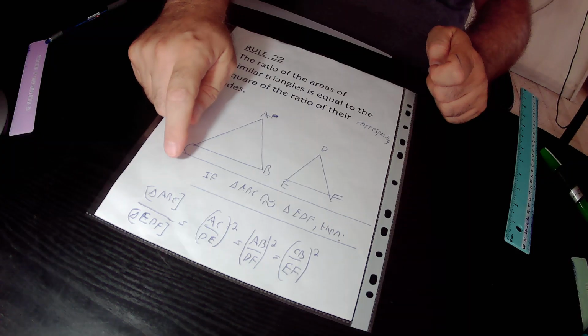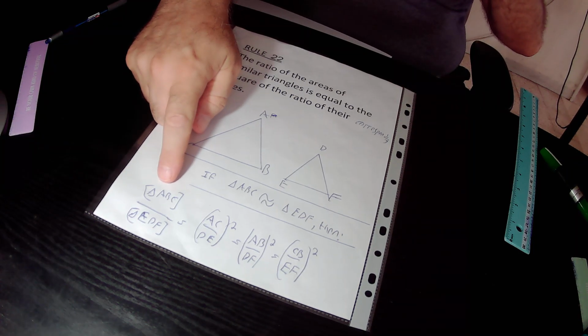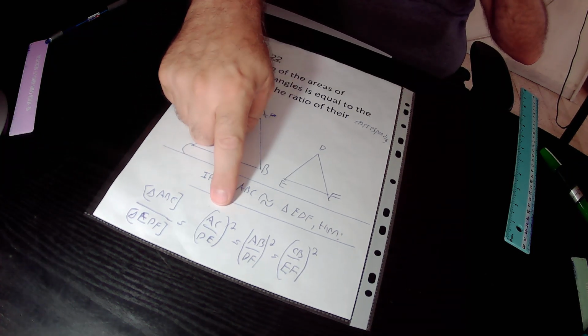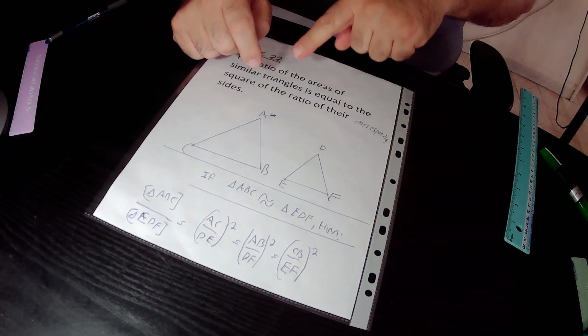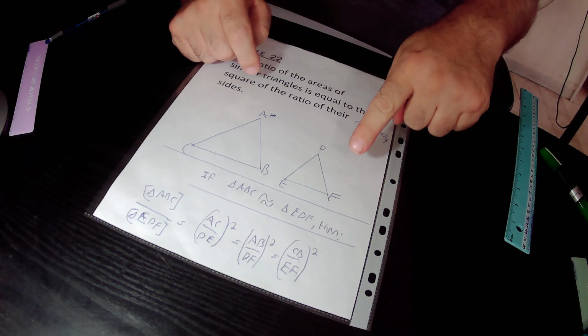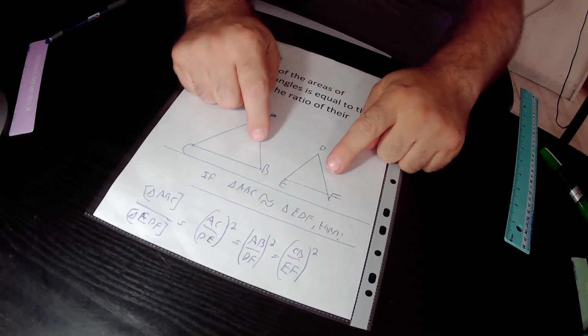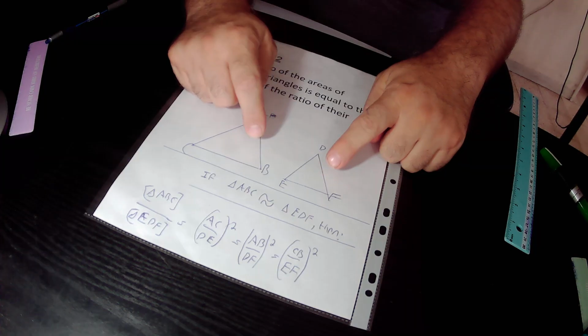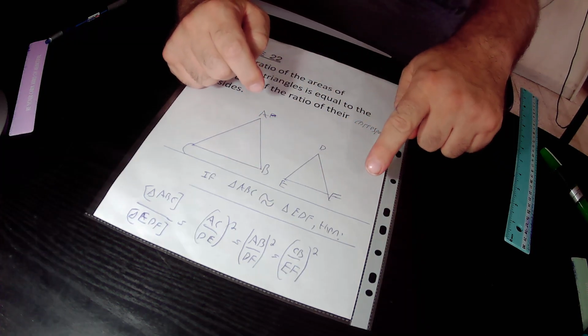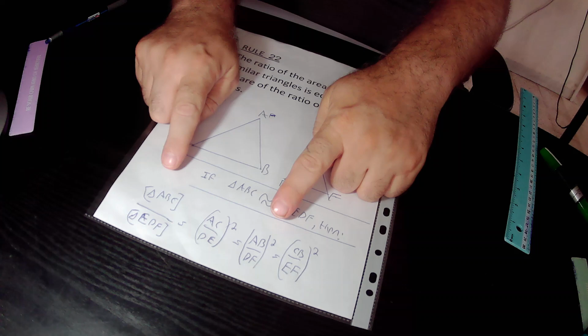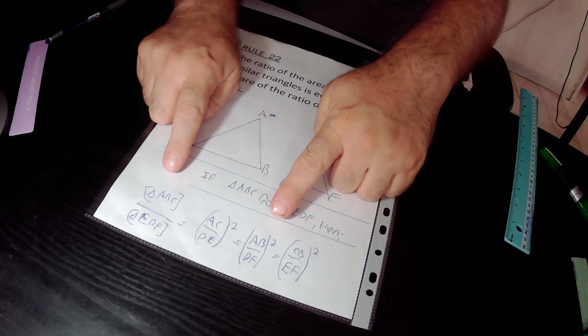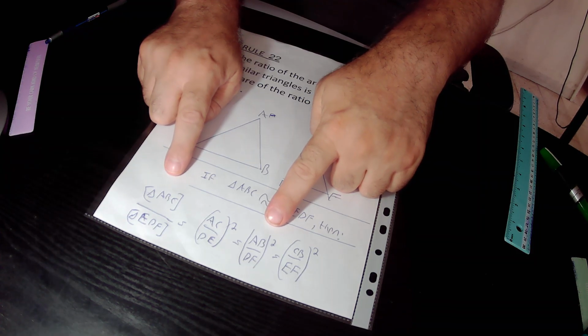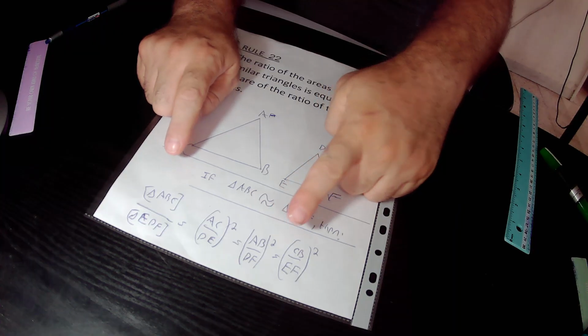So, the ratio between the areas of the two similar triangles is equal to the square of the ratio between their corresponding sides. Likewise, side AB is the corresponding side of side DF. So what is the square of the ratio of those two corresponding sides? It is of course AB over DF squared. So the ratio between the areas of the two similar triangles is equal to AB over DF squared.